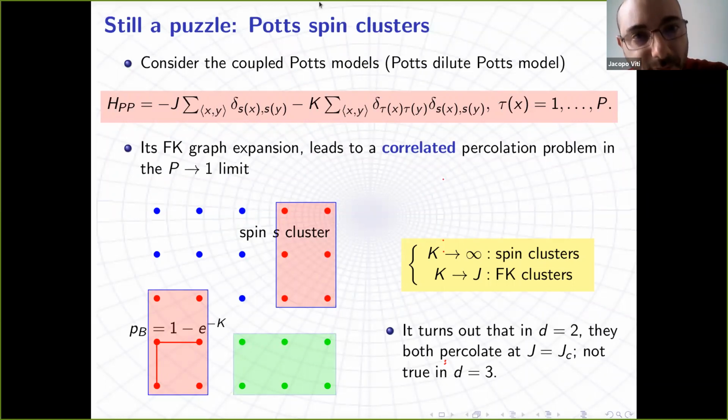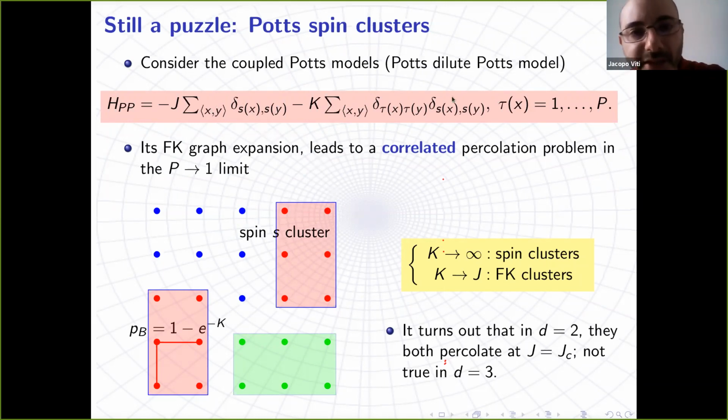So the puzzle, which is still unsolved, has to do with the characterization of the geometrical clusters of the Potts model. These are not the FK clusters that we have seen until now, but really the geometrical spin clusters that are obtained by drawing bonds with probability 1 between sites which have the same color. So they are really the geometrical clusters of the Potts model.